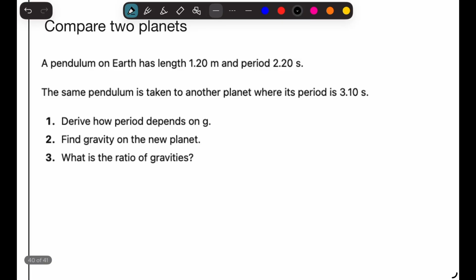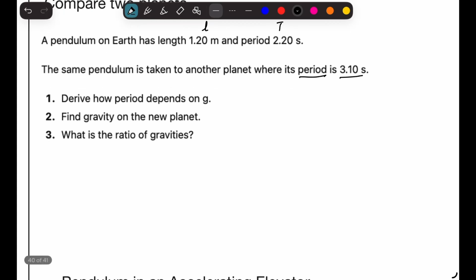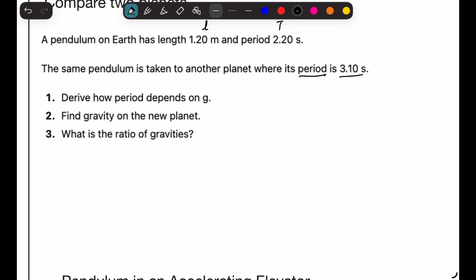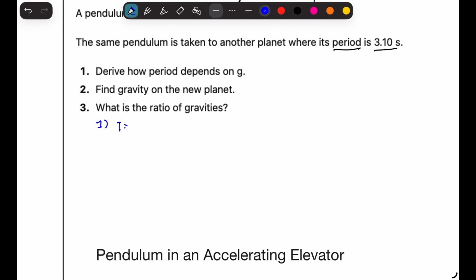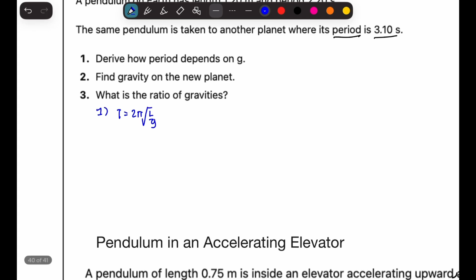Compare the two planets. A pendulum on Earth has a 1.20 meter length and a period of 2.20 seconds. The same pendulum is taken to another planet where its period is 3.10 seconds. So, derive how period depends on g. Find the gravity of the new planet and what is the ratio of these two gravities. So, what is our period formula? For 1, T is equal to 2 pi times the root of L over g. And as we've seen earlier, if you rearrange that, g is equal to 4 pi squared L over T squared. Now, let's do a check of the gravity on Earth.